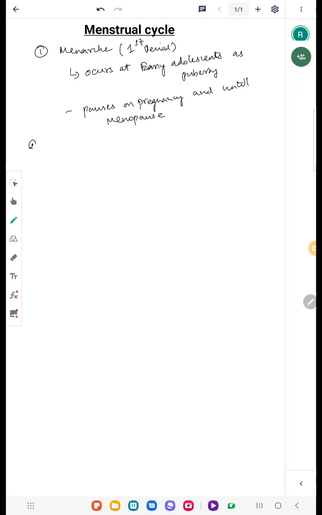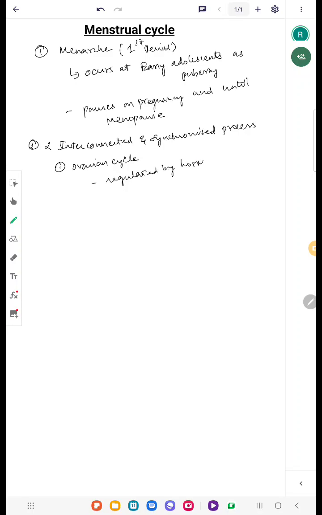And also there are two interconnected and synchronized processes happening. The one is the ovarian cycle. The ovarian cycle is regulated by the hormones secreted by the pituitary gland. This ovarian cycle is responsible for the development of the follicle and ovulation.